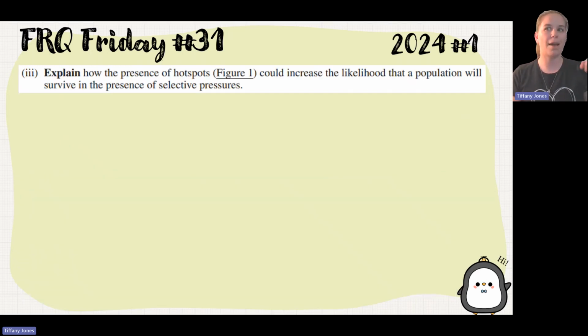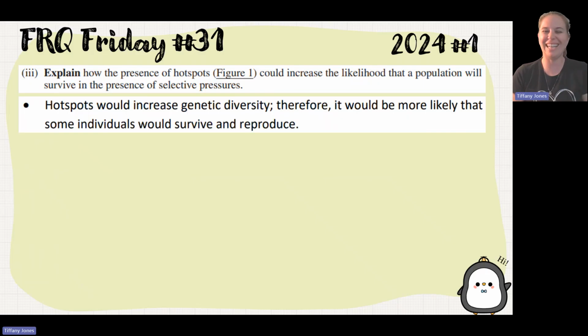So sub III, explain how the presence of hotspots could increase the likelihood that a population would survive in the presence of selective pressures. The hotspots allow there to be an increase of crossing over, and we need crossing over because crossing over increases our genetic diversity. So hotspots would increase genetic diversity. Therefore, it would be more likely that some individuals would survive and reproduce. We do have to connect that back to the selective pressures and back to evolution. When we talk about natural selection, we're always talking about the things that are going to be more likely to survive and more likely to reproduce. So you always have to bring it back to that whenever talking about selective pressures.